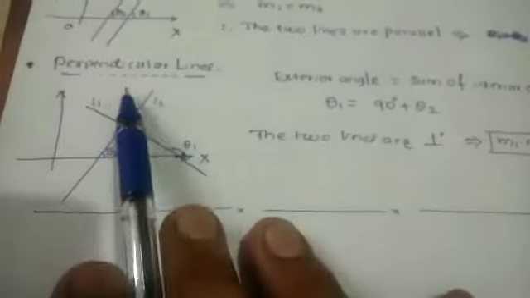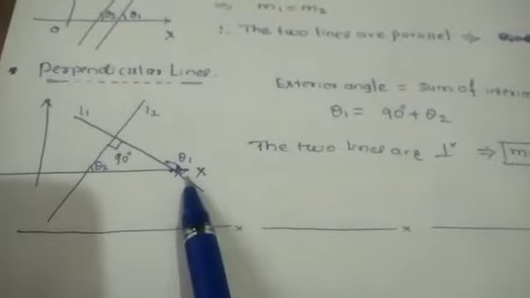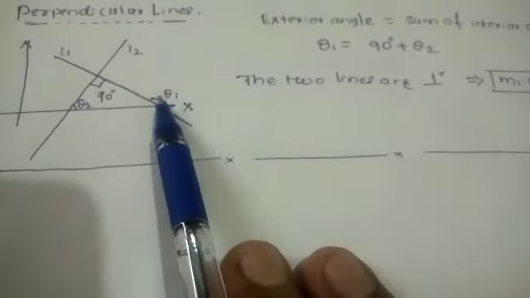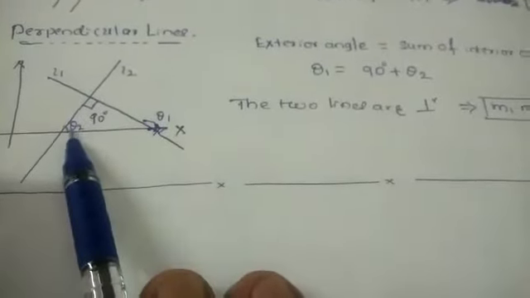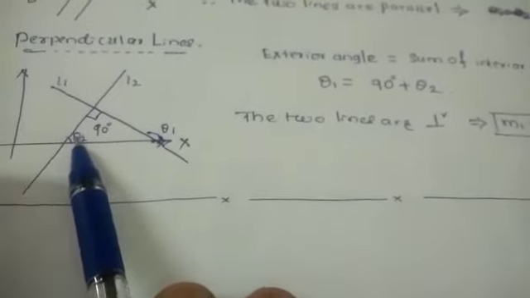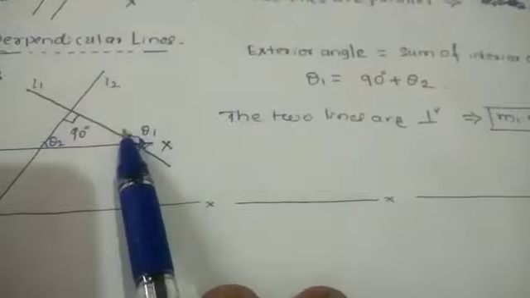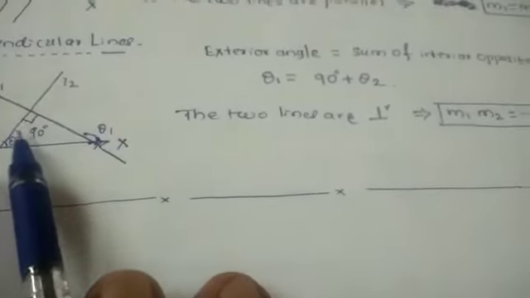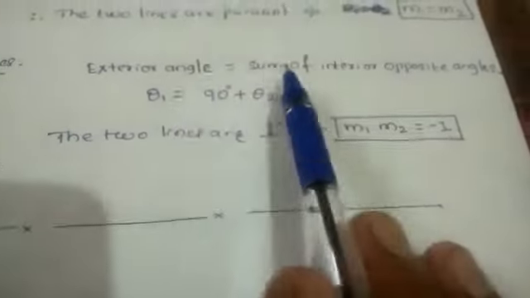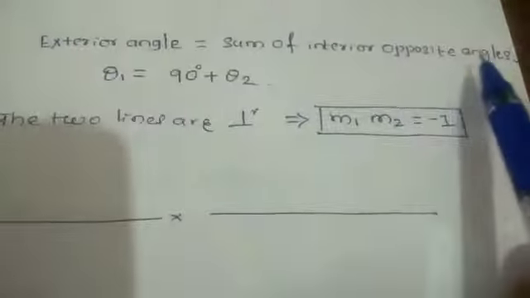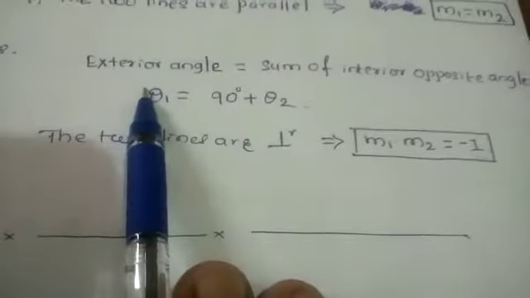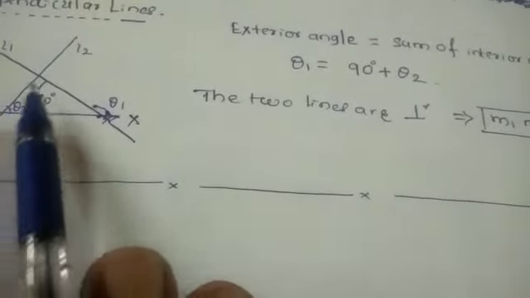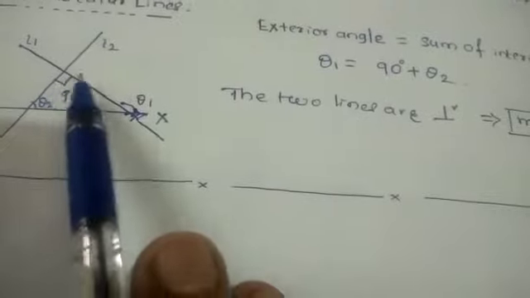Okay, next, what is the condition related to perpendicular lines? Suppose the two lines are perpendicular. Here theta 1 is equal to 90 degrees plus theta 2. It implies that the exterior angle is equal to the sum of the two opposite interior angles. That is, theta 1 is equal to 90 plus theta 2.